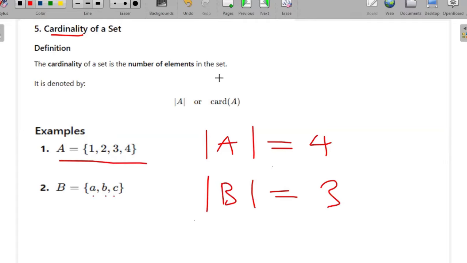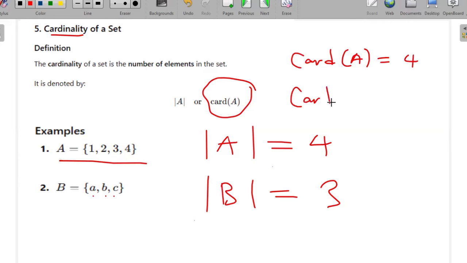Or if you want, you can use this notation. You can say card A, and it equals 4. And then here we can say card B. I'm sure some of you know that American artist Cardi B. Maybe you listen to her music and the like. So you've been smiling at I found Card B in math. Anyway, you can also use this notation to indicate the cardinality of a set.